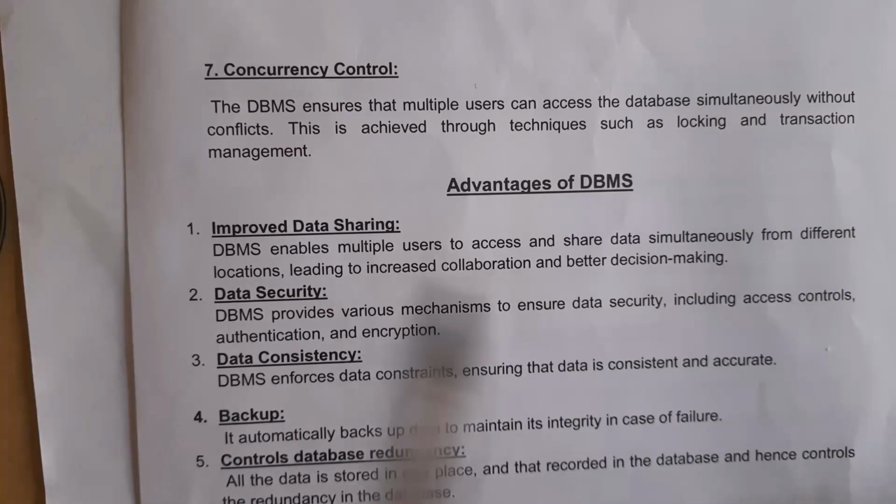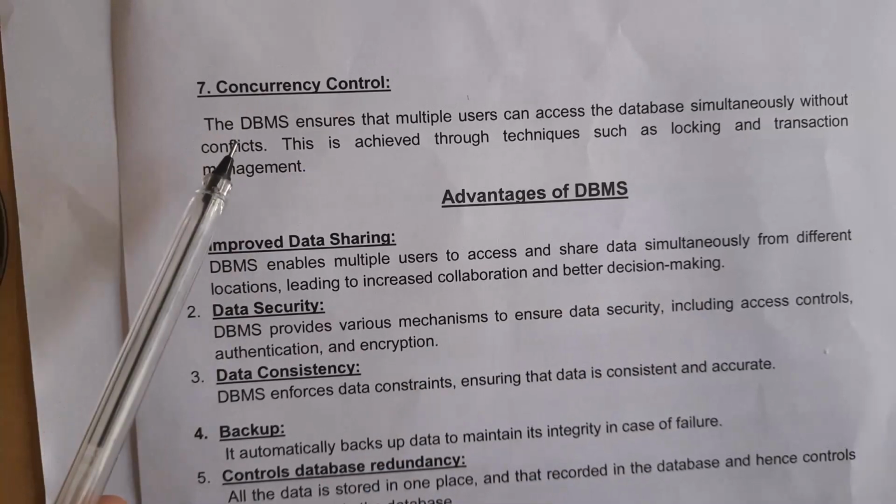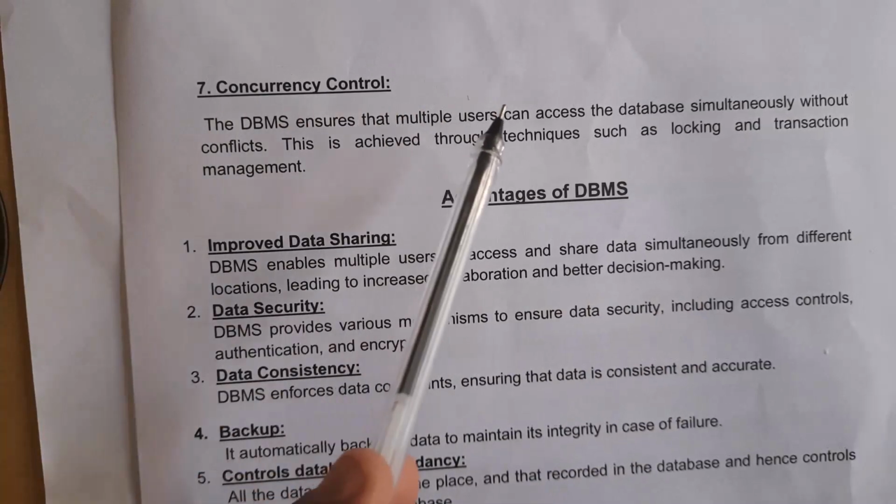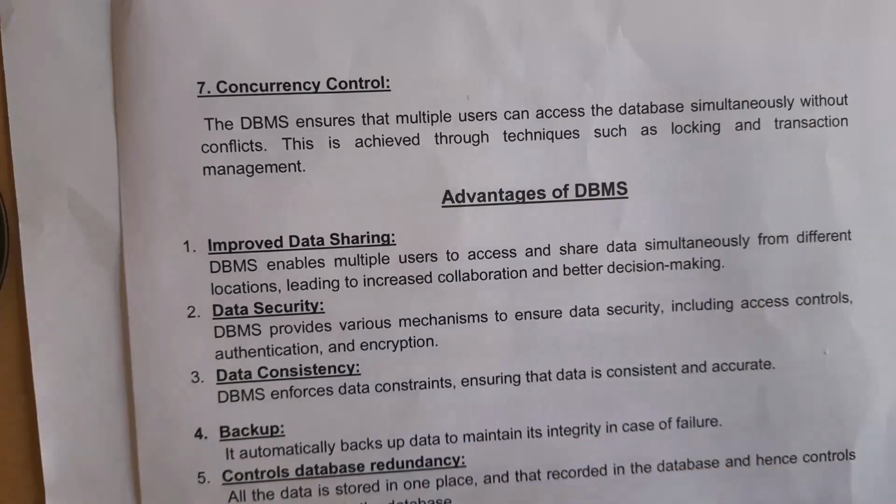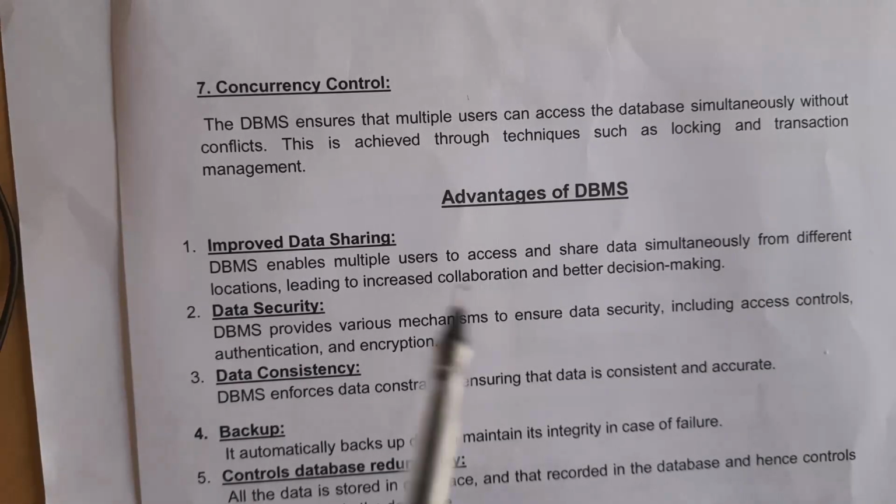Seventh task is concurrency control. The database management system ensures that multiple users can access the database simultaneously without conflicts. Guys, not only a single user, there are multiple users who will use a single database at a time. So even if multiple users use a single database at a time, this database management system can handle multiple users without any problem. By using locking and transaction management, we can handle multiple users.